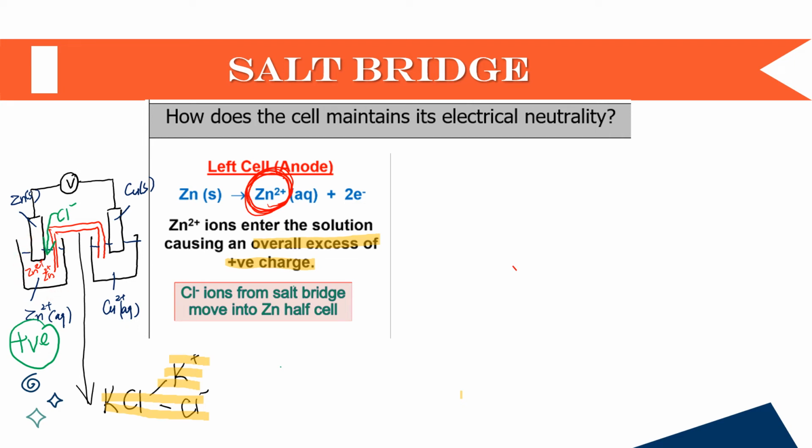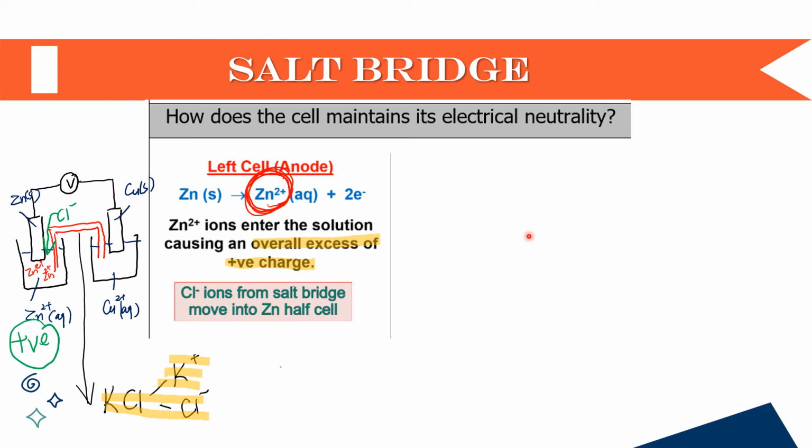Just to neutralize the charge. Cl minus will not react with zinc 2 plus. So the function of Cl minus is solely to make the overall charge become neutral. So I hope you understand that. So that is what happened in the first half cell, our anode.